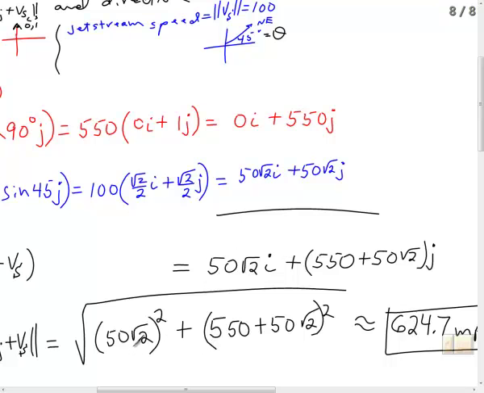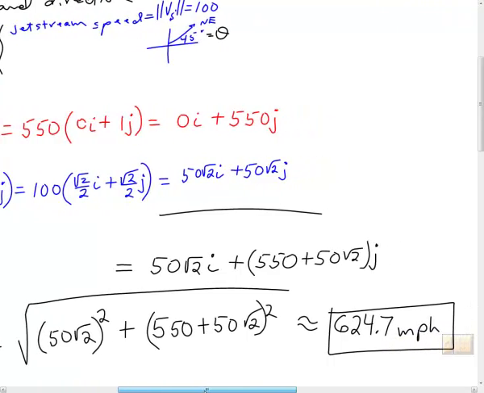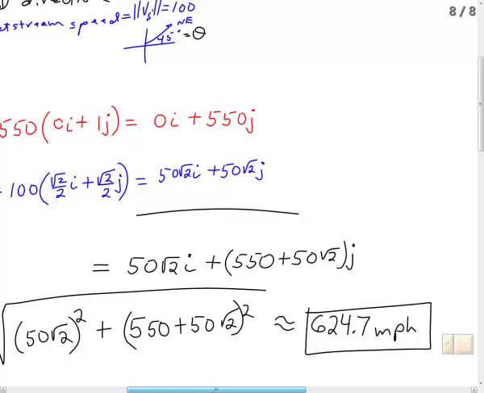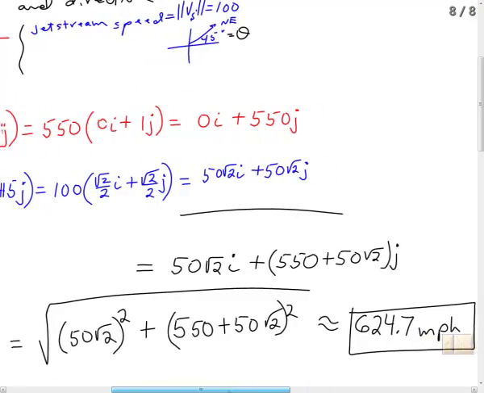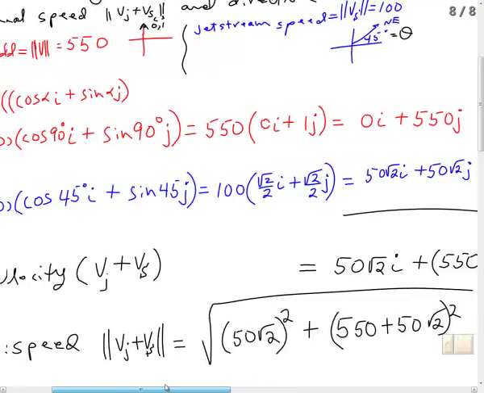So the i, that's our a, or our horizontal component. So that's like square root of a squared plus b squared. And so this will be (50 square root 2) squared plus (550 plus 50 square root 2) squared. And so when we go to calculate this on the calculator, and I would recommend that you try this, you should get approximately, rounded off, 624.7 miles per hour. And that is the velocity of the jet in relation to the jet stream.